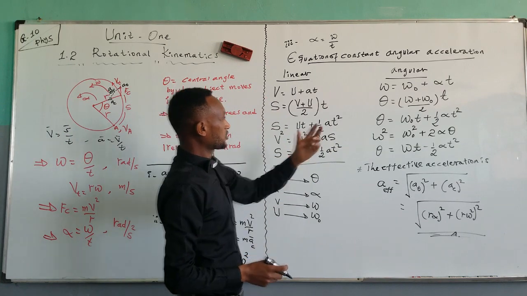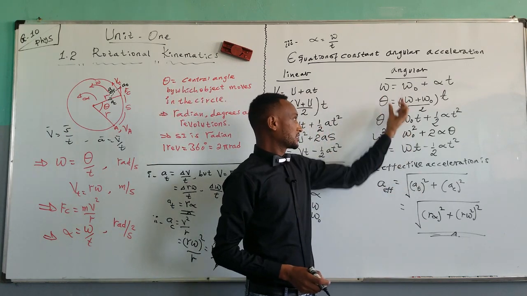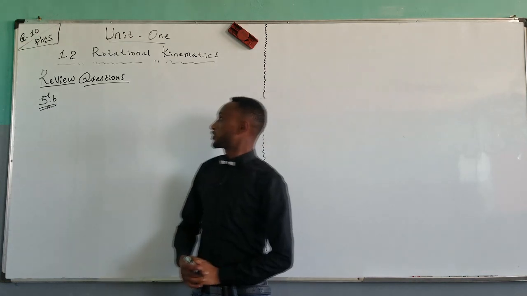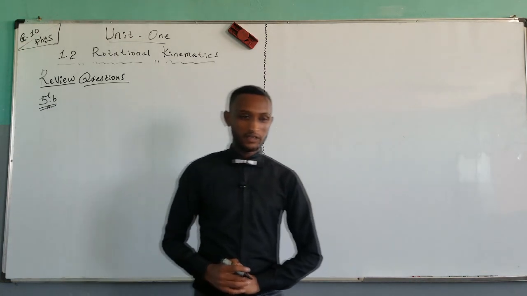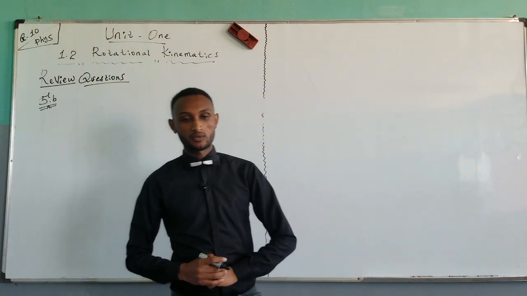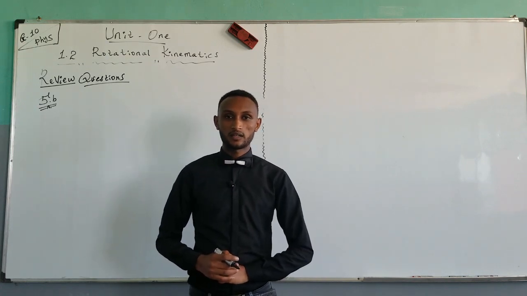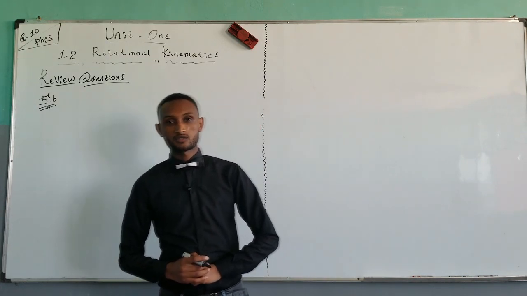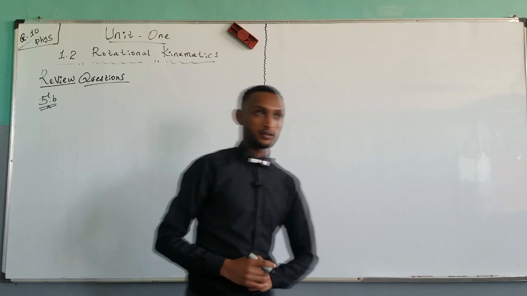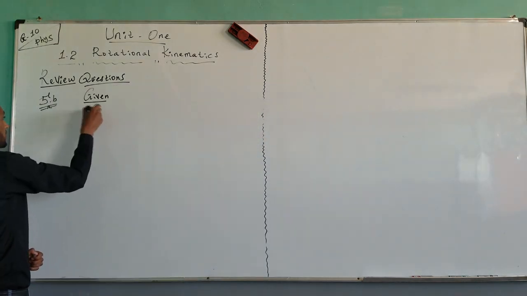Equation number 5b says that find the final angular velocity when the initial angular velocity is 5 radian per second. This is a review question, question number 5b. It says that find the final angular velocity when the initial angular velocity is 5 radian per second and angular acceleration is 2 radian per second square and its time of motion is 10 seconds.